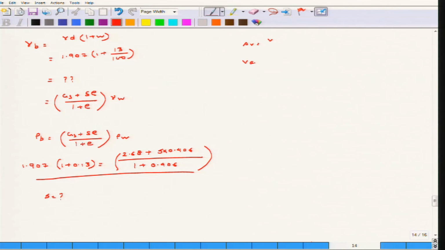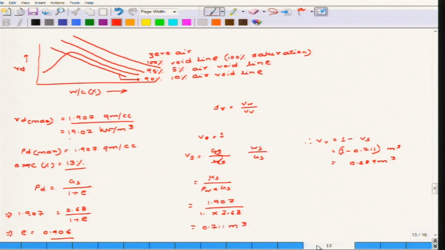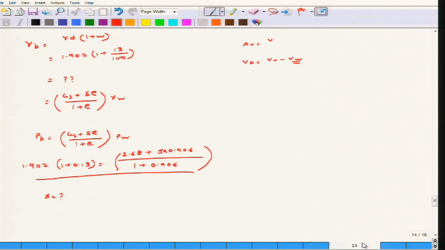The volume of air content is equivalent to volume of voids minus volume of water. If you know the volume of water, as you have already calculated the volume of solids, then from there you can find out the air content. Or you can find it from the degree of saturation itself, because degree of saturation is volume of water by volume of voids. The degree of saturation comes out to be 85.8%, or 0.858.